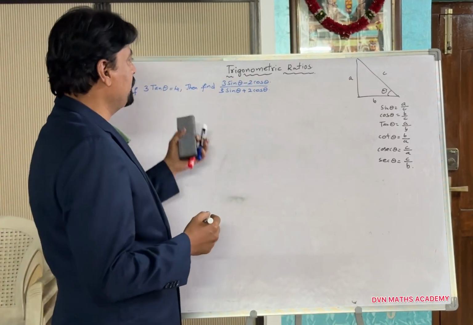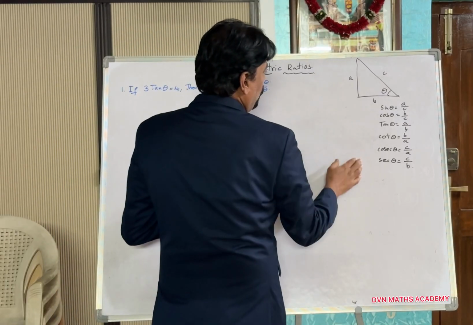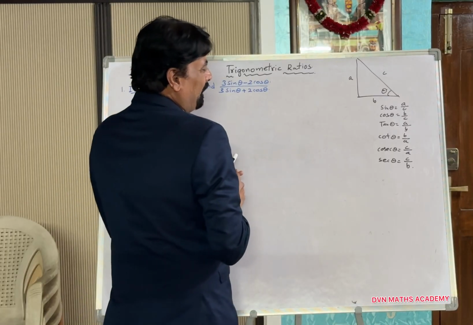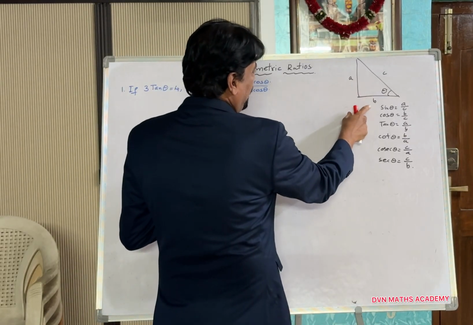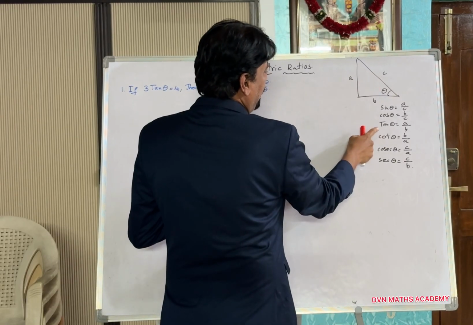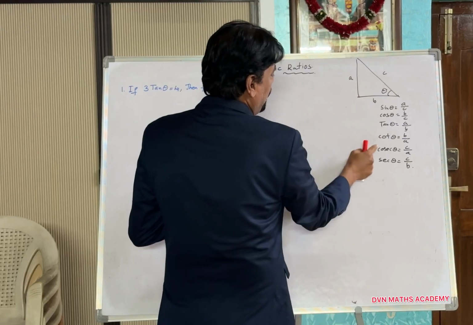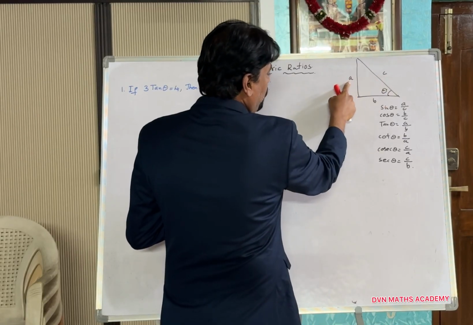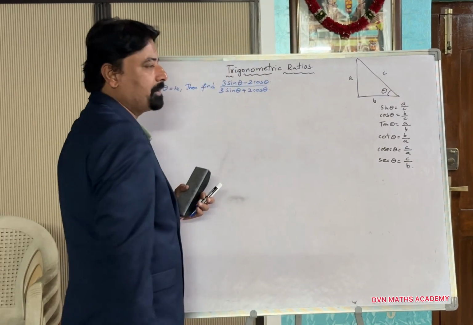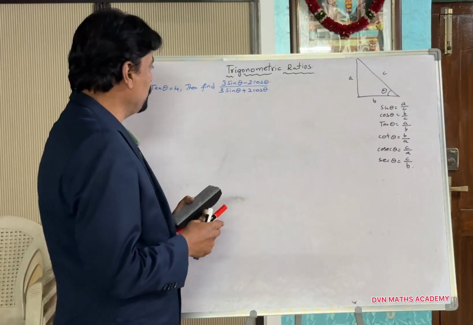Before starting this class, we need to know what the ratios of trigonometry are in a right angle triangle. We know that sin theta is equal to opposite by hypotenuse, cos theta is equal to adjacent by hypotenuse, tan is opposite by adjacent, cot is adjacent by opposite, cosec is hypotenuse by opposite, and sec is hypotenuse by adjacent. These trigonometric ratios you know very well. By using these ratios, we need to solve some questions.